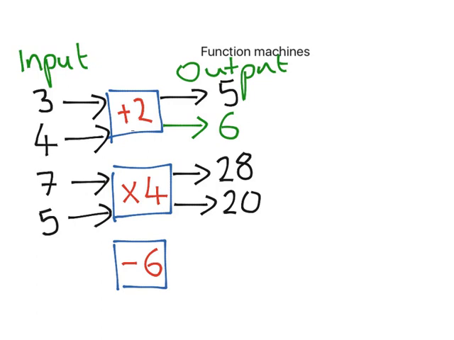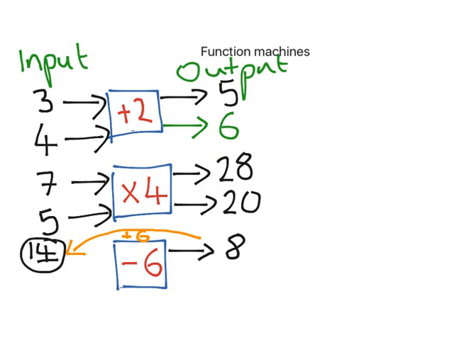We'll try one more, but we'll try this one a little bit differently. So what if I tell you that the output is 8? Now our function machine has subtracted 6. So there's a number over here that we've taken 6 away and it's left us with 8. So going backwards means we need to do the inverse operation. So if we go backwards, the opposite of subtracting 6 is plus 6. So 8 plus 6 is 14. My input would have been 14.